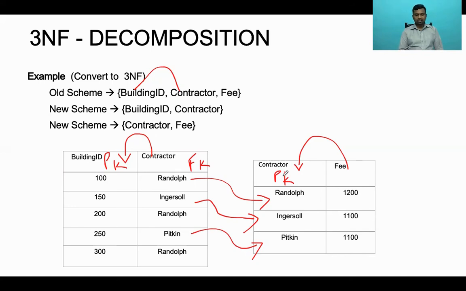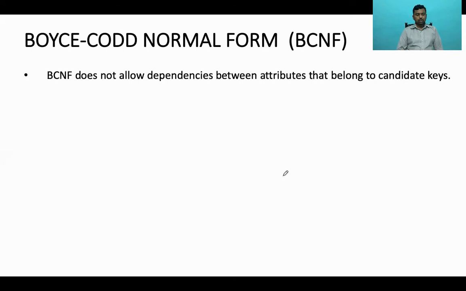So let me go ahead and we'll see BCNF, that's Boyce-Codd normal form. Now, BCNF does not allow dependency between attributes that belong to a candidate key. Very important, right? It does not allow dependencies between attributes that belong to a candidate key. Yes, that's one important thing. Like, what is a candidate key? A key which has the possibility of having primary key status, right? If that key is not a primary key, then it's said to be a candidate key, right?